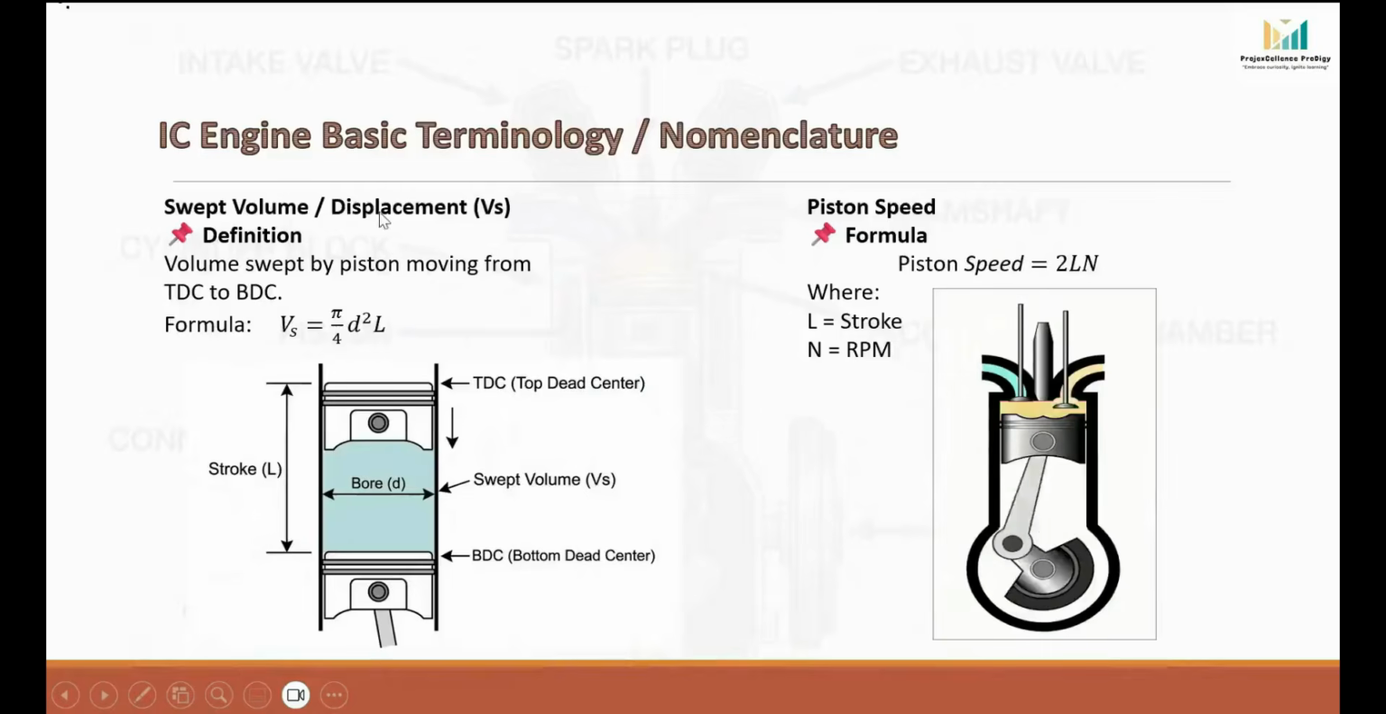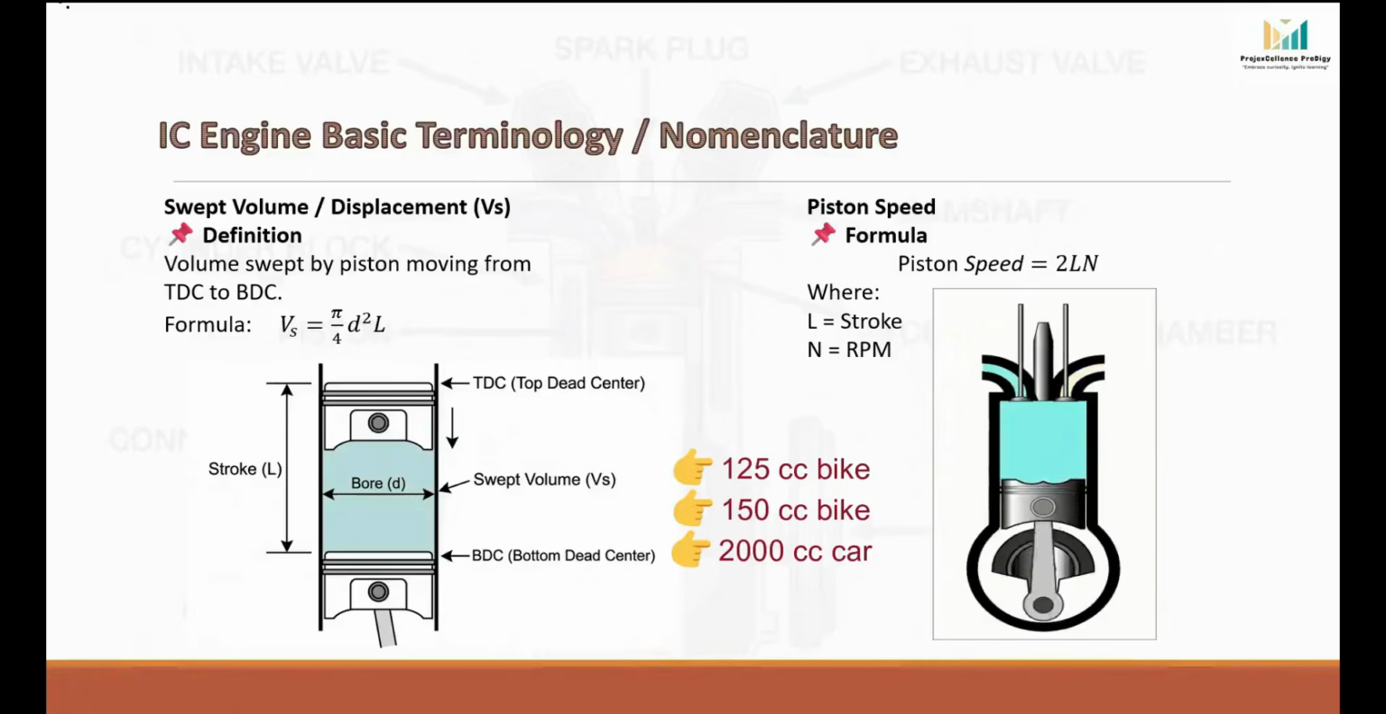Next term is swept volume or displacement. Swept volume is the volume covered by the piston when it moves from TDC to BDC, and it is represented by Vs. To calculate Vs, the formula is pi by 4 d square into L, where d is the bore diameter and L is stroke. So basically, swept volume is cylinder area into stroke length. Swept volume tells us how big the engine is. It directly affects engine capacity, air intake, fuel burning, and power potential.